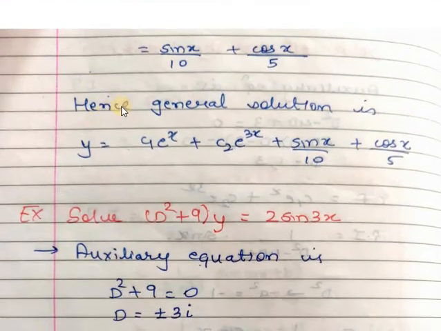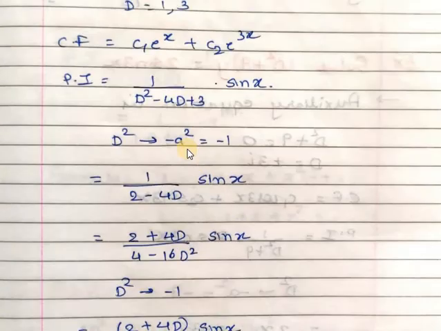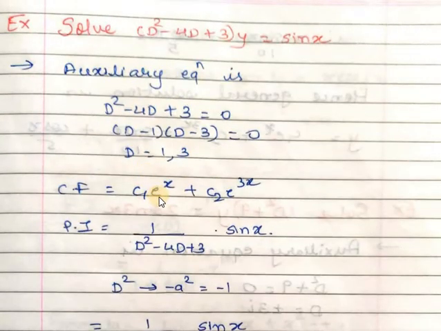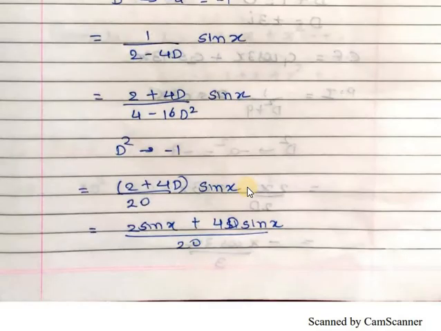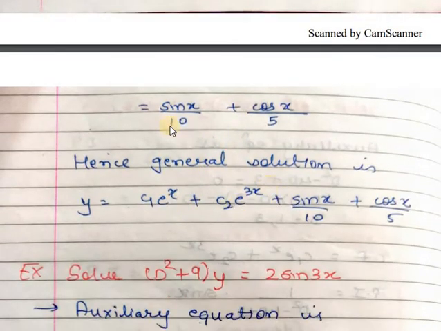Hence the general solution is given by y is equal to yc plus yp. What is yc? That is c1 into e raised to x plus c2 into e raised to 3x. And what is yp? It is sin x divided by 10 plus cos x divided by 5. Hence this is our final answer.